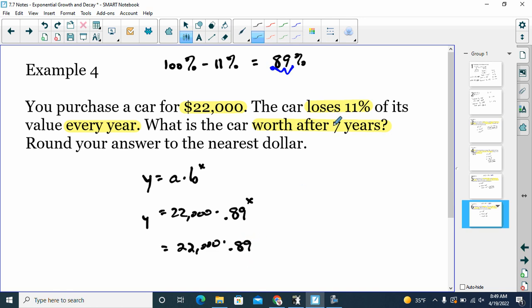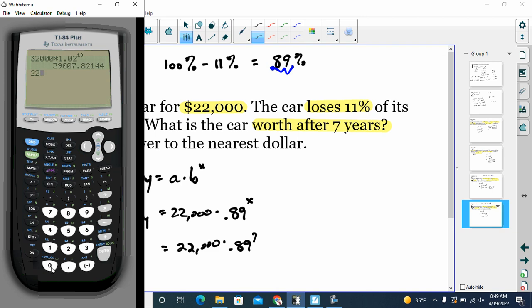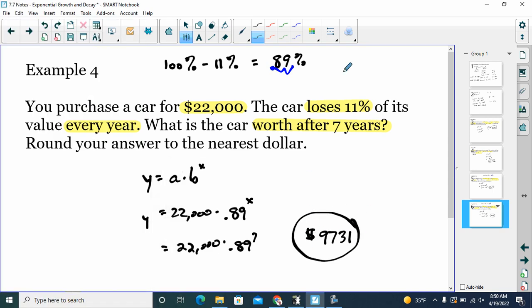And then X is 7. It loses 11% every year for 7 years. So it will have kept 89% of its value 7 times. And then again, it's a calculator problem from there. 22,000 times 0.89 to the 7th to the nearest dollar. It is now worth $9,731. That is the notes from section 7.7.